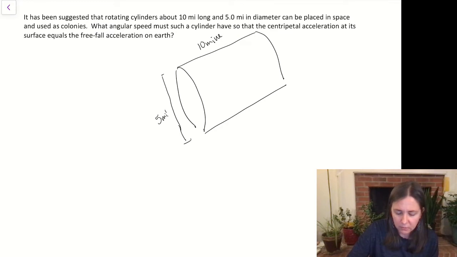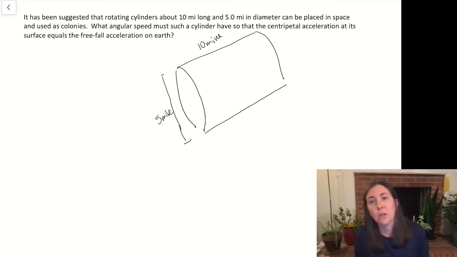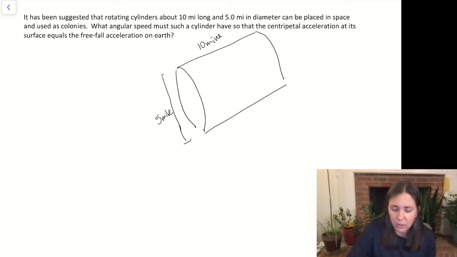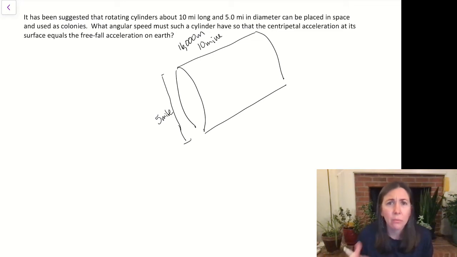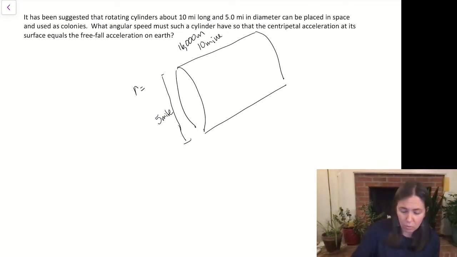Now, of course, when we do a problem like this in physics, we want to put it into meters instead of miles. And so let's just round here. Let's say that this is approximately 16,000 meters in length. And then we don't care about diameters. We really only care about the radius. So the radius is going to be a quarter of the length, or about 4,000 meters.